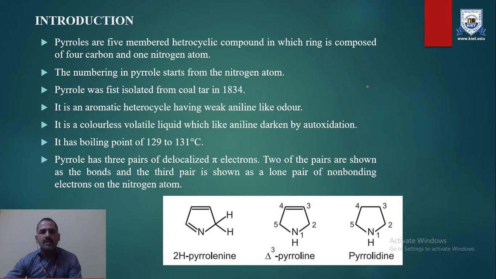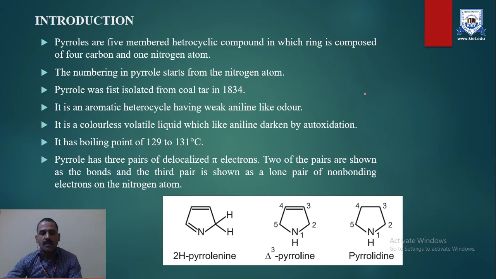The pyrrole was first isolated from coal tar in 1834. It is an aromatic heterocyclic having a weak alkaline-like odor, meaning the odor of the molecule just resembles that of the aniline molecule. It is a colorless volatile liquid which, like aniline, darkens by autooxidation. It has a boiling point around 129 to 131 degrees centigrade.